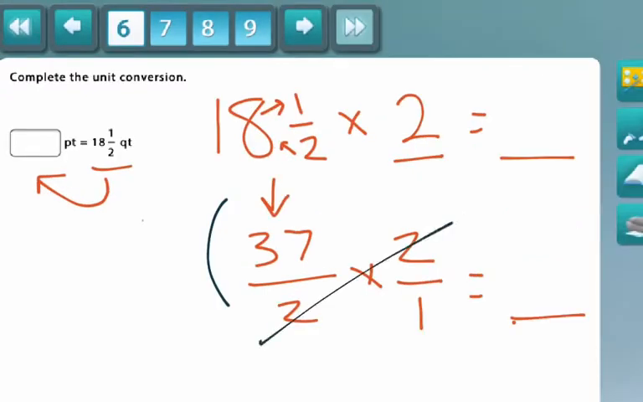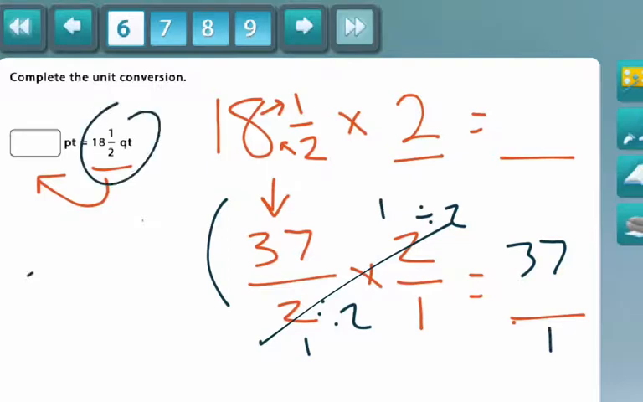I can simplify. I can divide this side by 2, and divide the denominator by 2, giving me 1 and 1. So that turns out to be 37 over 1. So my answer would be 18.5 quarts is the same as 37 pints. Basically, I'm just doubling the number.